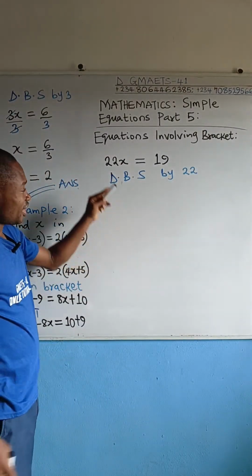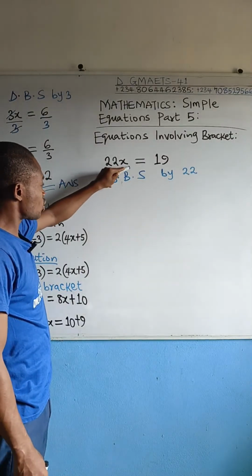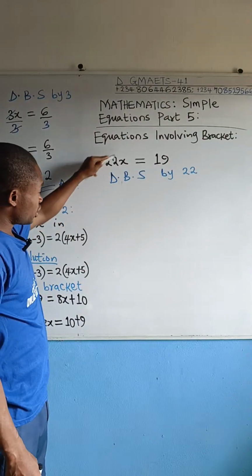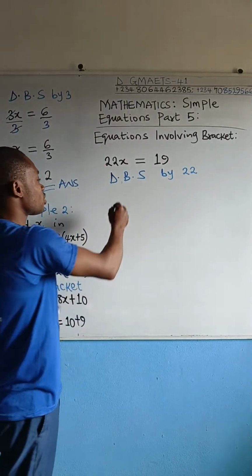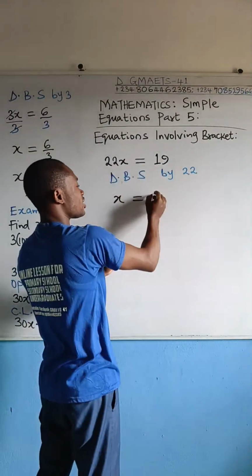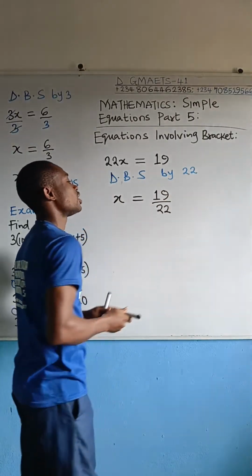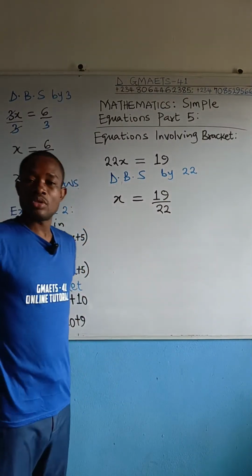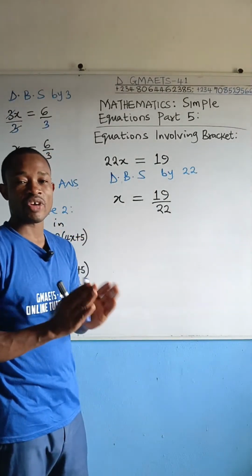Now watch. If I divide the left-hand side by 22, it will be 22x over 22. The 22s will divide themselves to give you only x. So I just transfer x down here. That will be equal to, I'll go to the right-hand side and then divide that 19 by 22. 19 and 22, nothing can reduce them. So that is the final answer.